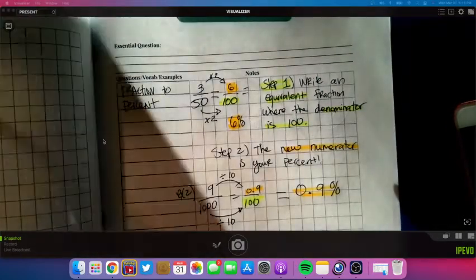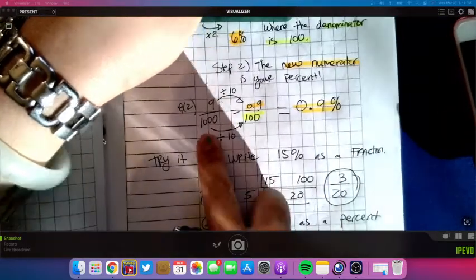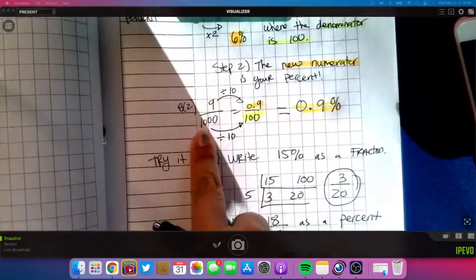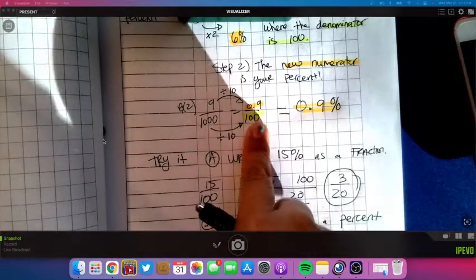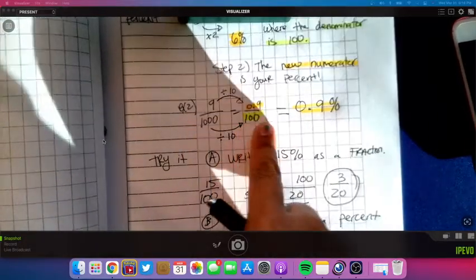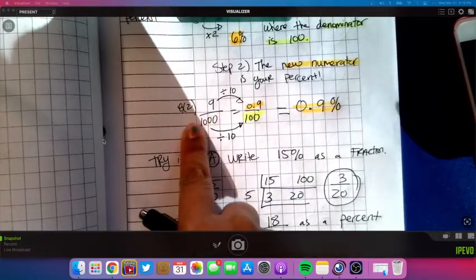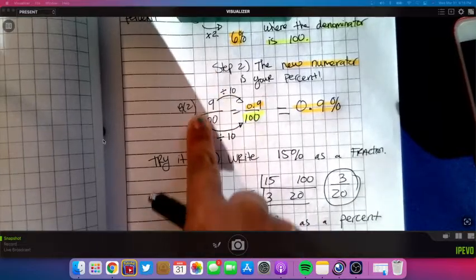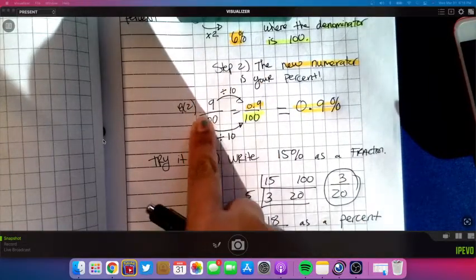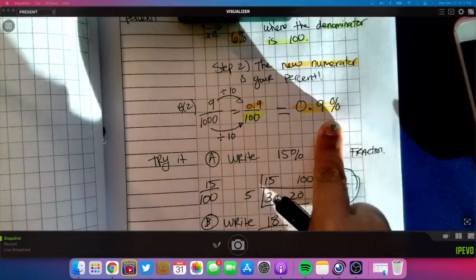All right. Again, for example 2, we're going to use a different number. We use 9 over 1,000. So 9 over 1,000 equals blank over 100. We found out that 1,000 divided by 10 is 100. So if you divide the bottom by 10, you need to divide the top by 10. 9 divided by 10 is 0.9, which means it was 0.9%.